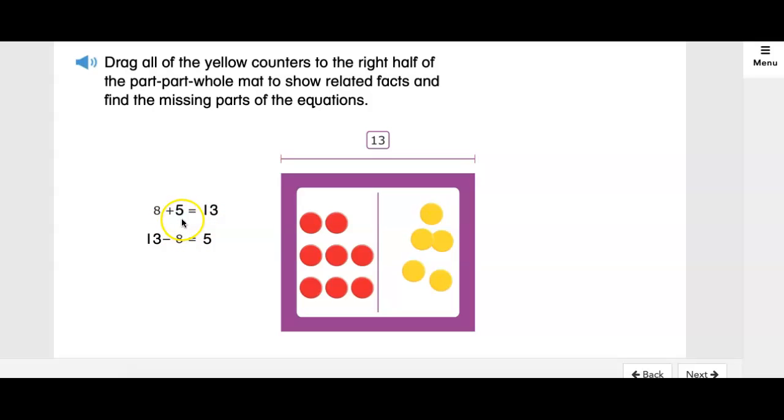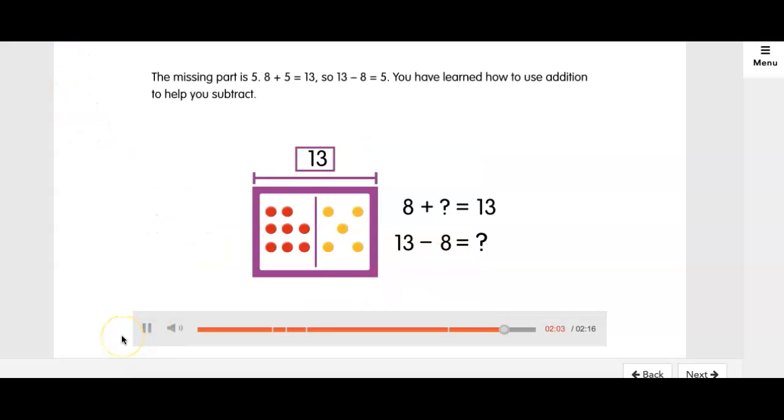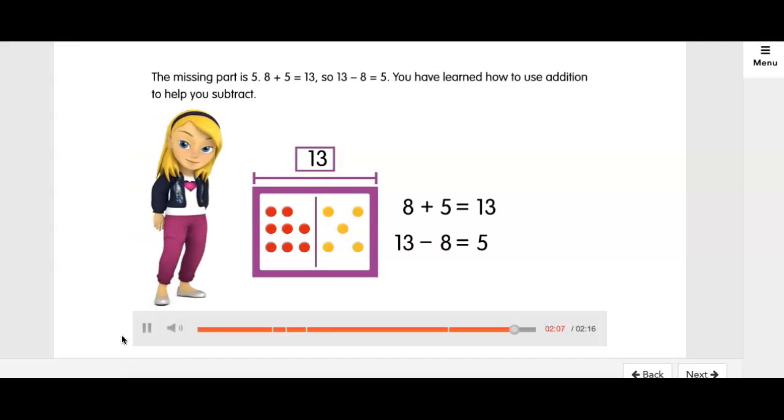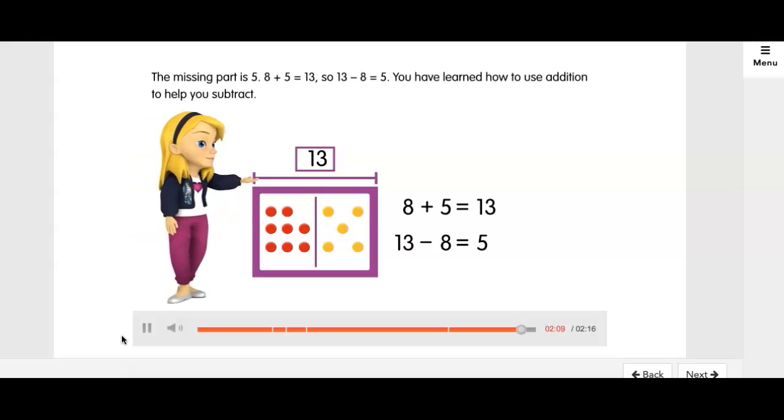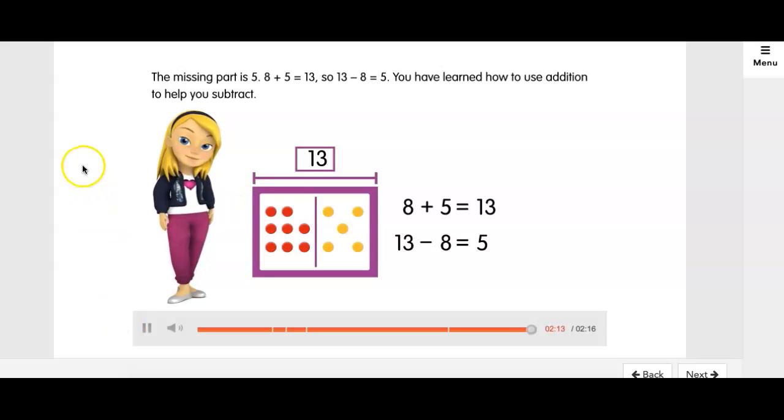8 plus 5 equals 13, and 13 minus 8 equals 5. The missing part is 5. 8 plus 5 equals 13. So 13 minus 8 equals 5. You have learned how to use addition to help you subtract.